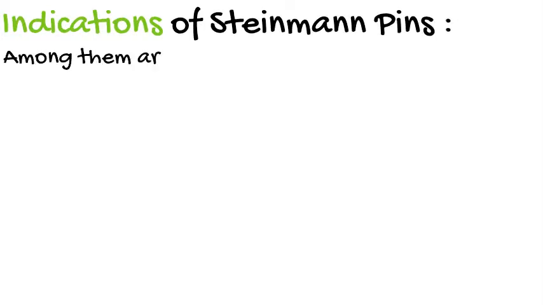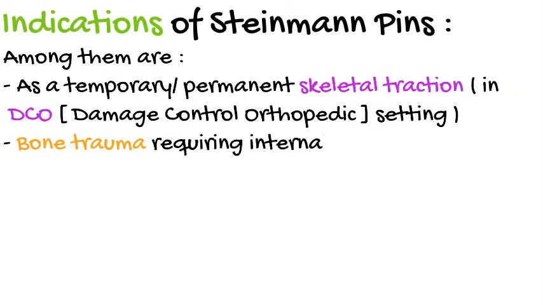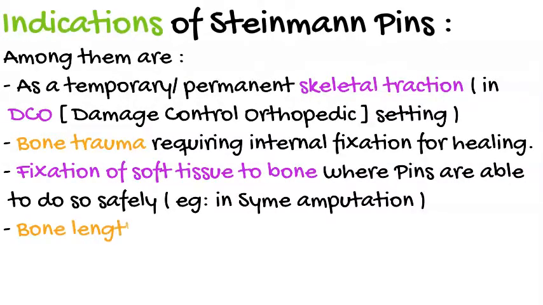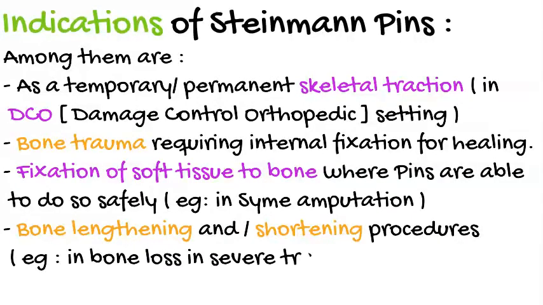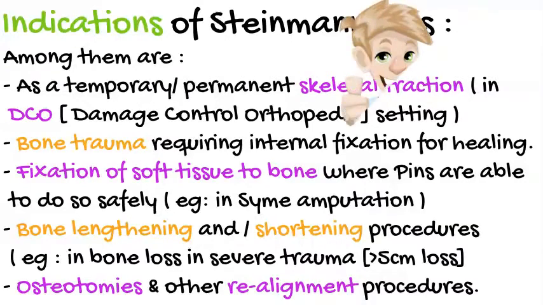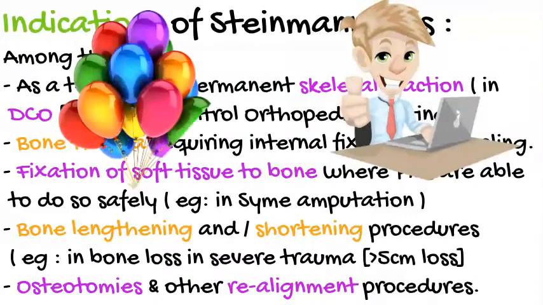Okay, now let's proceed. What are the indications of Steinmann Pins? Among the indications are as a temporary or permanent skeletal traction that is usually used in DCO, damage control orthopedic setting. In bone trauma that requires an internal fixation for healing. Fixation of soft tissue to bone where the pins are able to do so safely. Example, it is used in the thigh amputation. In bone lengthening and or shortening procedures. Example, in bone loss case in severe trauma case, where the involved bone loss is more than 5 cm. Another indication are in osteotomies and other realignment procedures.